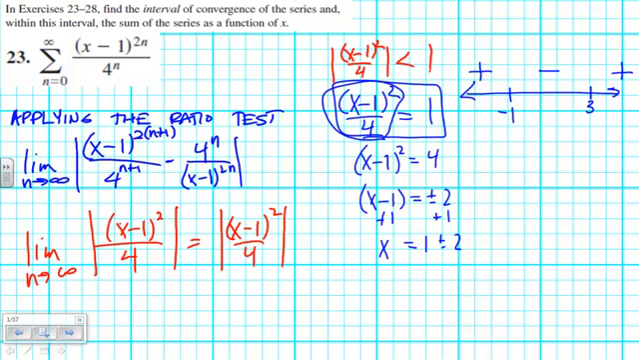Okay, now a couple of other things should jump out at you. This interval of convergence between negative 1 and 3 has a center, 1. And does that match the power series that's listed there? Yes. Great. So it's jiving with our answer that way.